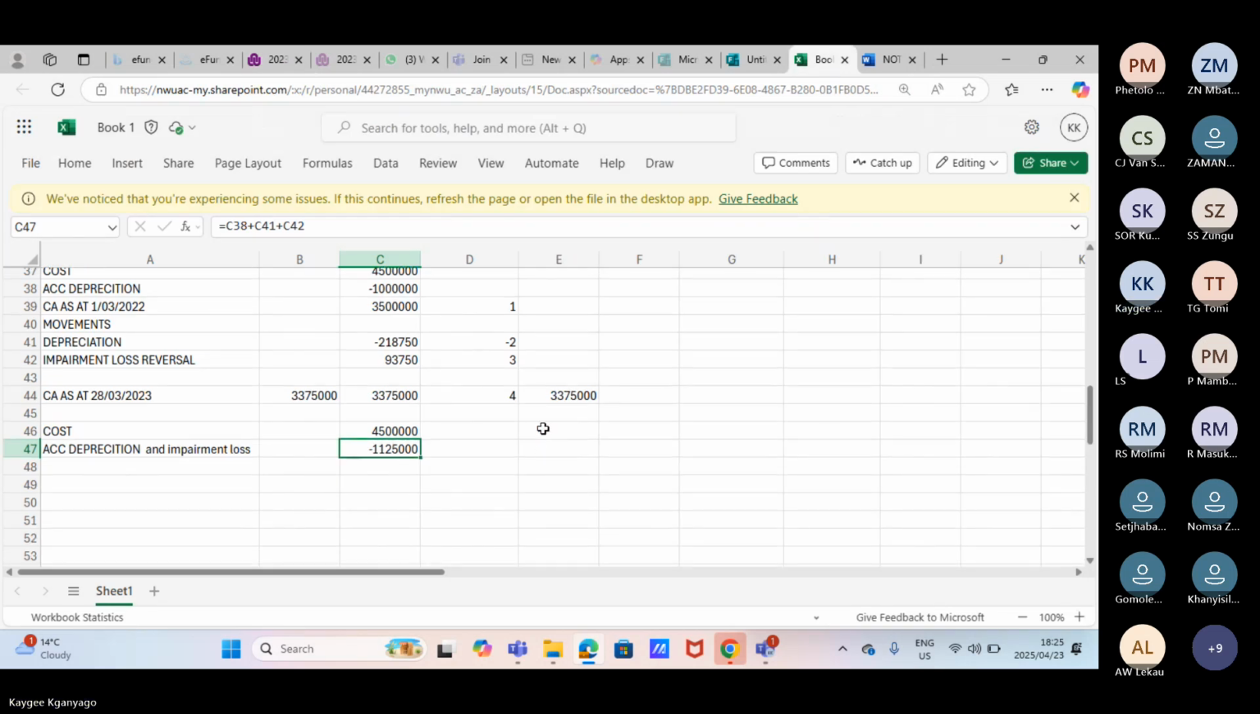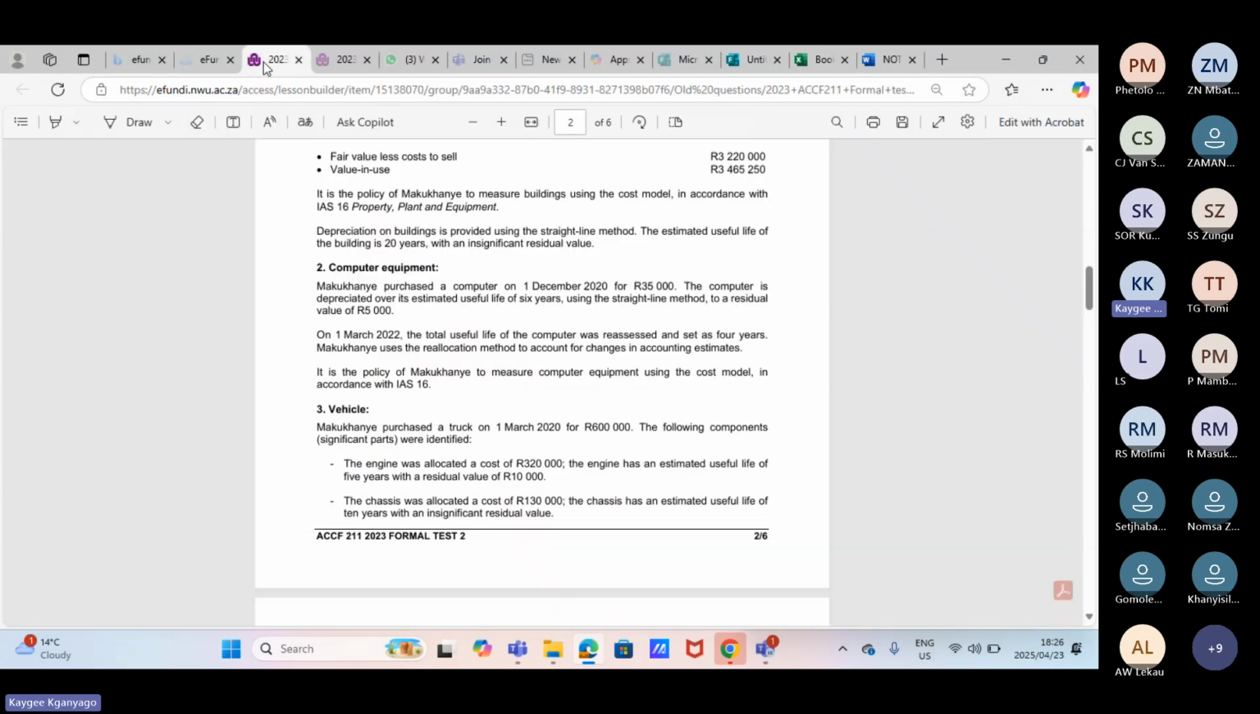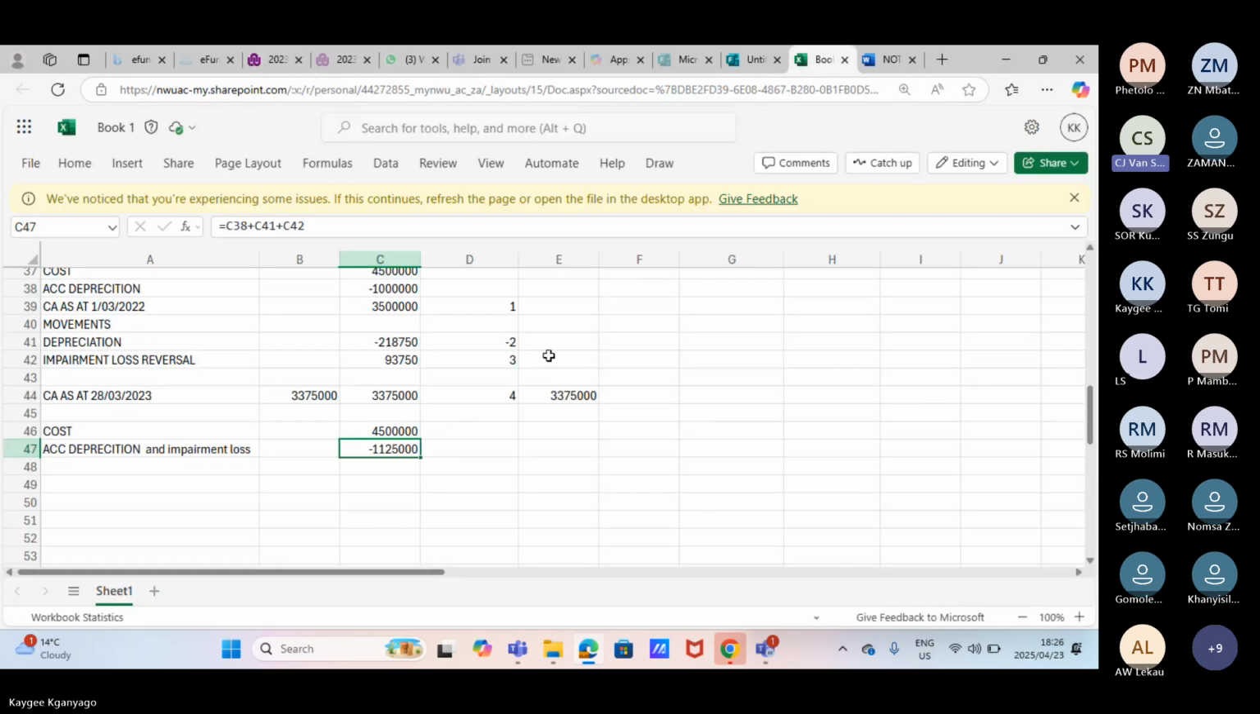You know, good people, I have a quiz which is about to start. So, can we just discuss this computer equipment, and then I will end the class? Because it has a reallocation method. Can we discuss the computer equipment? Sorry, I think what happened is we missed the impairment loss. No, it's fine. I'm just thinking.